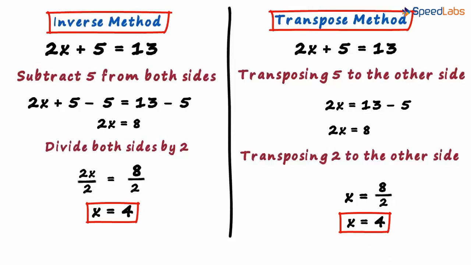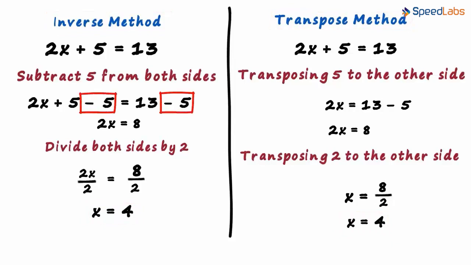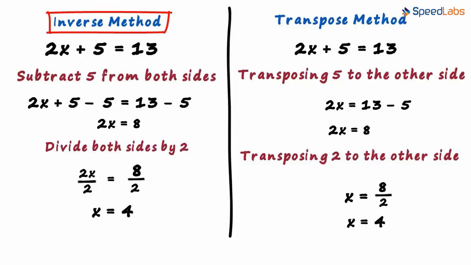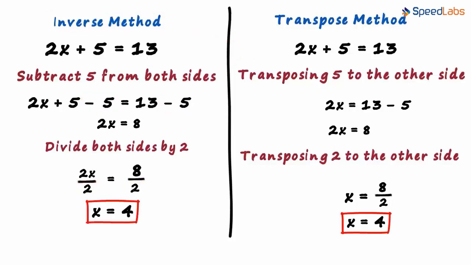The transpose method is actually the same as the inverse operations method. Just that instead of subtracting 5 from both sides, we transpose 5 to the other side. It's the same thing as 5 and minus 5 cancel out here, and all we are doing is subtracting 5 from the right-hand side. So we are avoiding a couple of steps to write the steps directly. In the inverse operations method, we use more terms to eliminate terms on the left-hand side. Here we just transpose them to get the same result. In our videos, we will be using the transpose method.